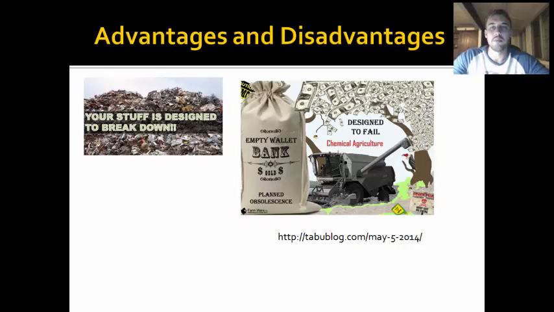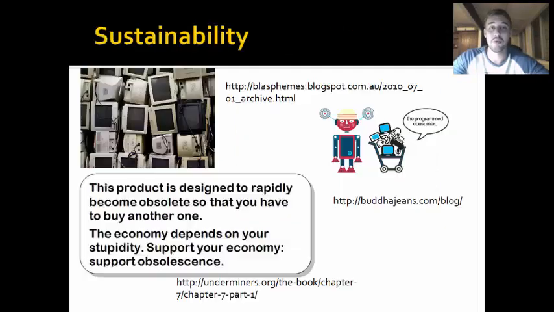For consumers, planned obsolescence can be seen as disadvantageous because products have a much lower lifespan than previous times. This means consumers have to fork out more money to upgrade their products, which have either been outdated, become unusable, or broken.